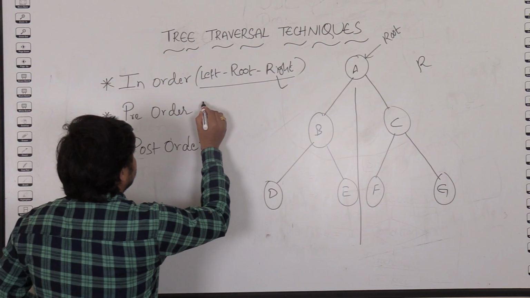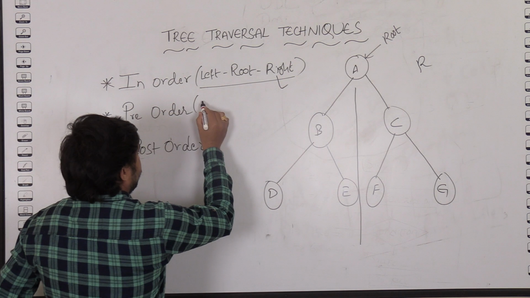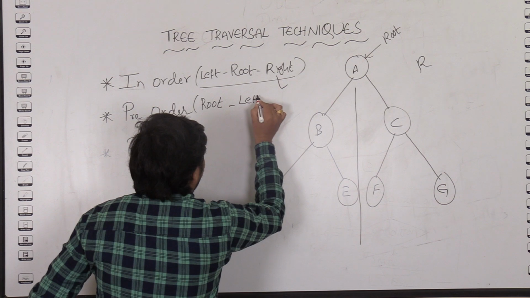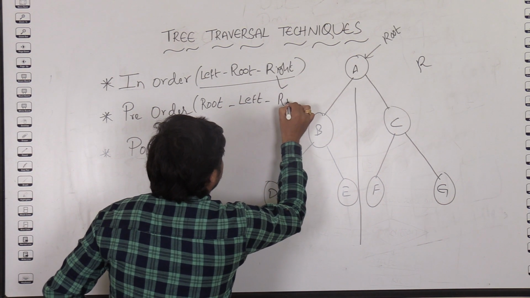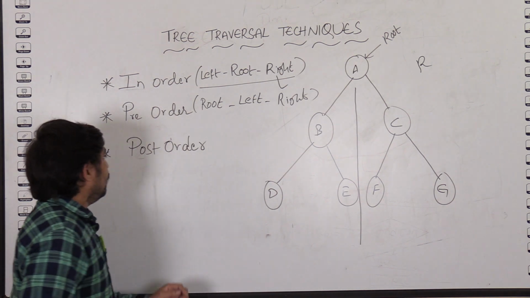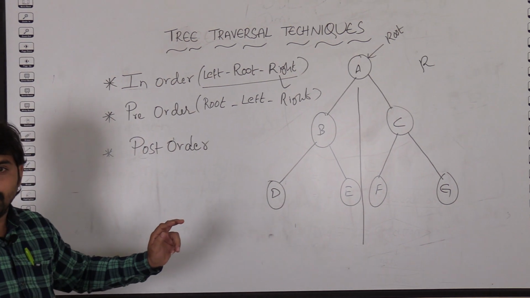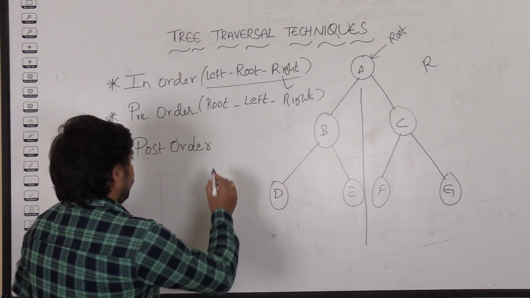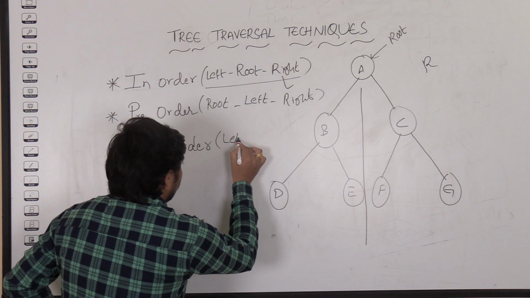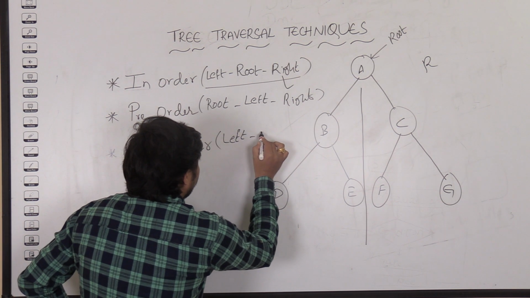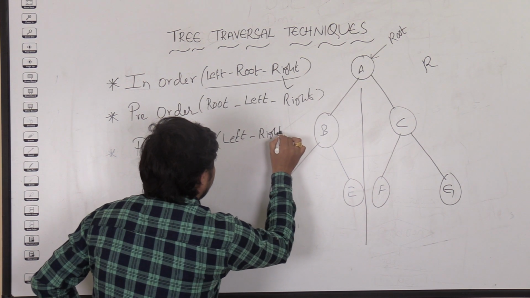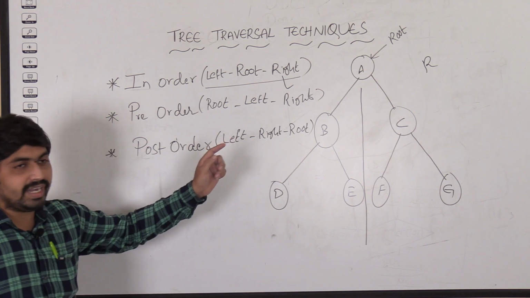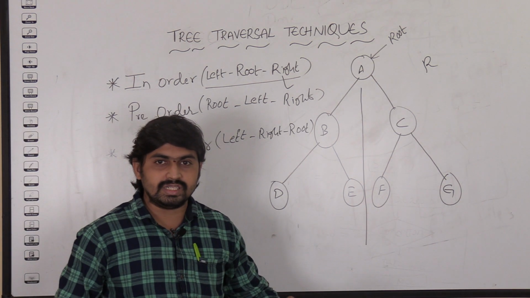In pre-order, the root will be represented in the first position: root, then left, next right. And next one is post-order. Post-order means the root will be represented in the last location. First the left side is represented, next the right side, and the other one is the root node. This is the way data will be represented in tree traversal techniques.